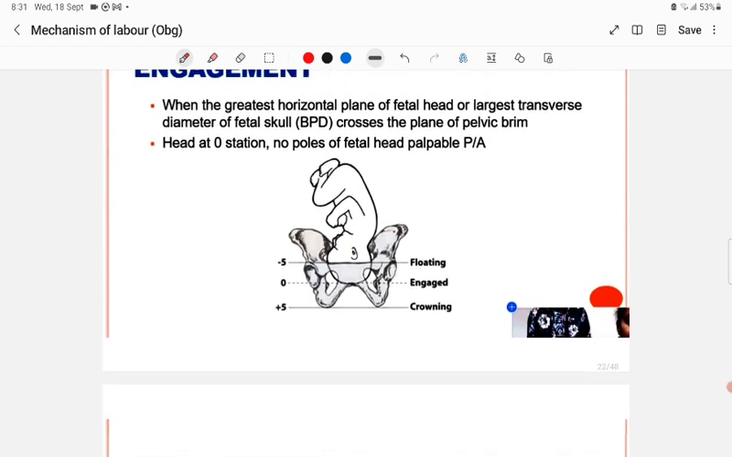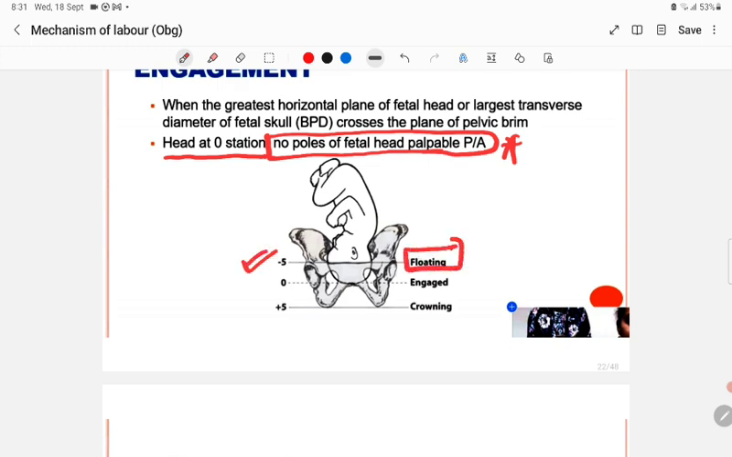So the head at zero station is called an engaged head. No pole of the fetal head is palpable on abdominal examination. Very important: minus 5 is called a floating head. Five-fifths engaged means not palpable per abdomen. Plus 5 is crowning.